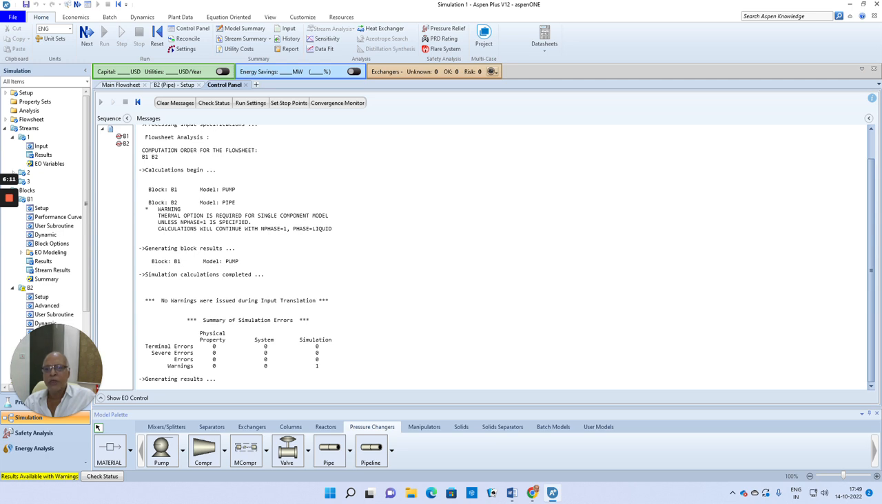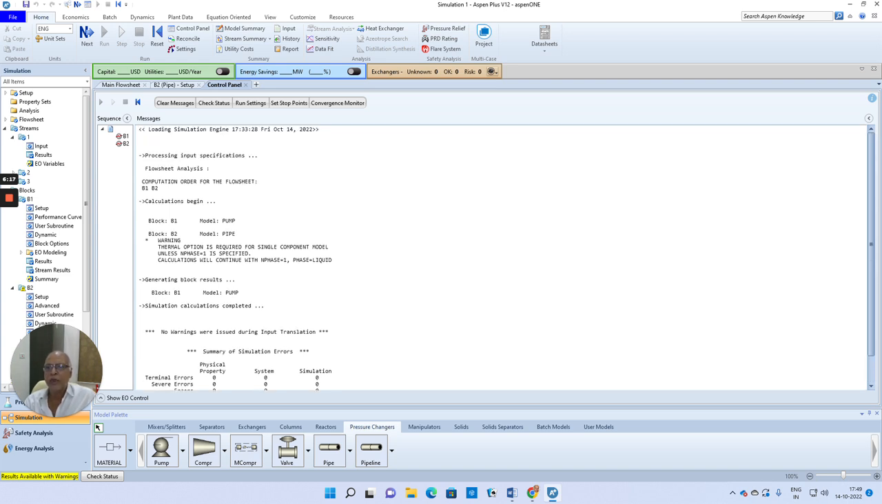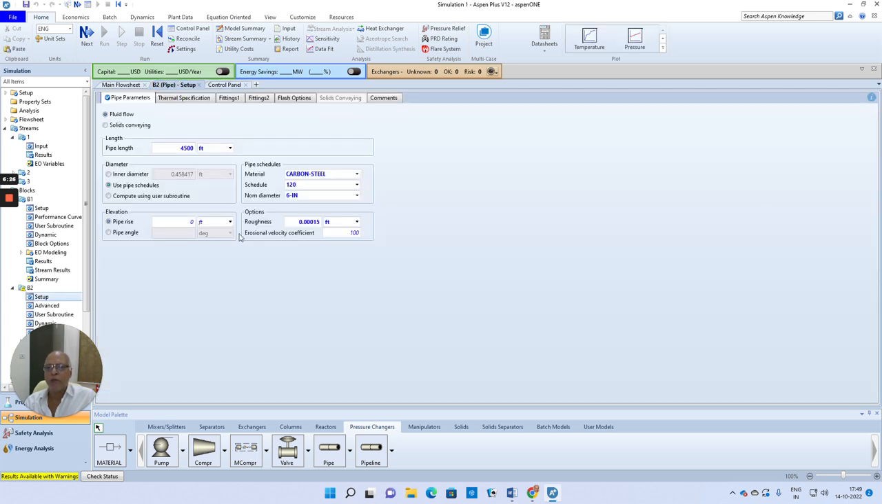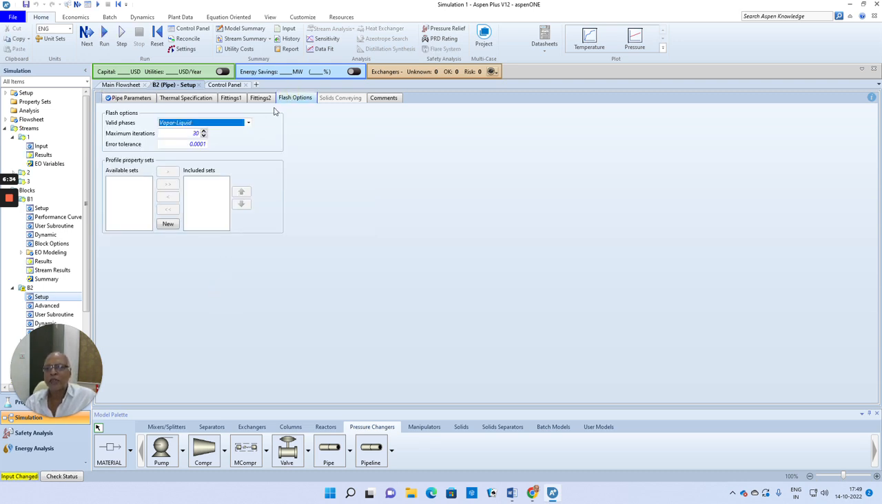Now, thermal option is required for single component model unless n phase is 1 is specified. We saw this problem earlier. So what is happening here? Just one second. I think we did not complete the details. Sorry, we did not specify the elevation. Pipe rise is 3,000 feet. This I missed earlier. And under flash options, instead of vapor-liquid, you say only liquid. That takes care of that problem.